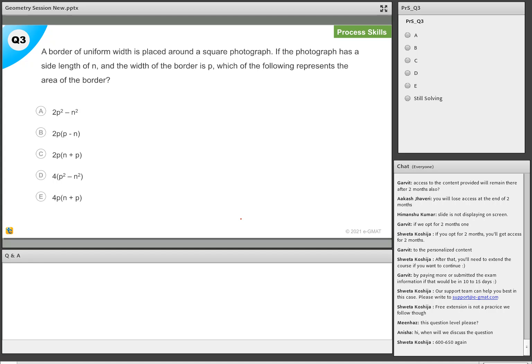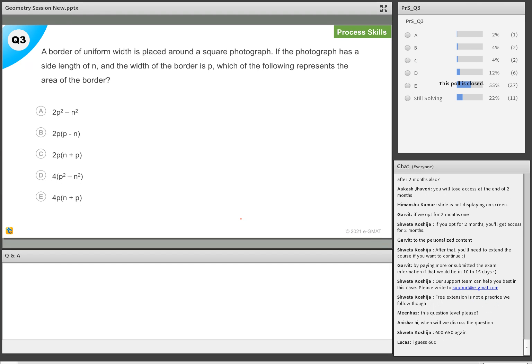Okay, so I would end the poll, broadcast the results. 55% of you tell me that the answer for this question is choice E. The next best choice is choice D, where 12% of you have chosen that. So let's get to solving this question.